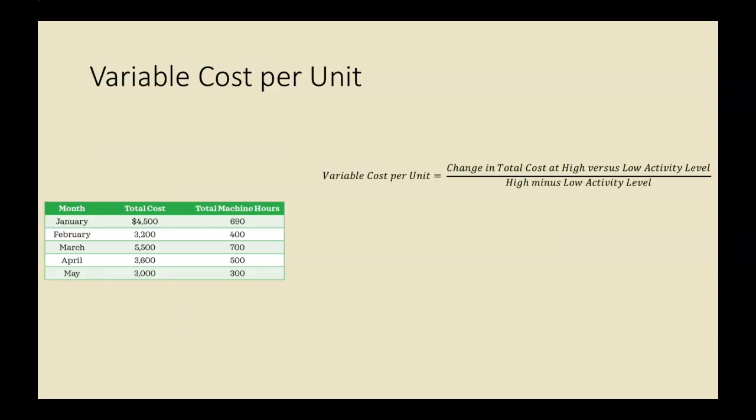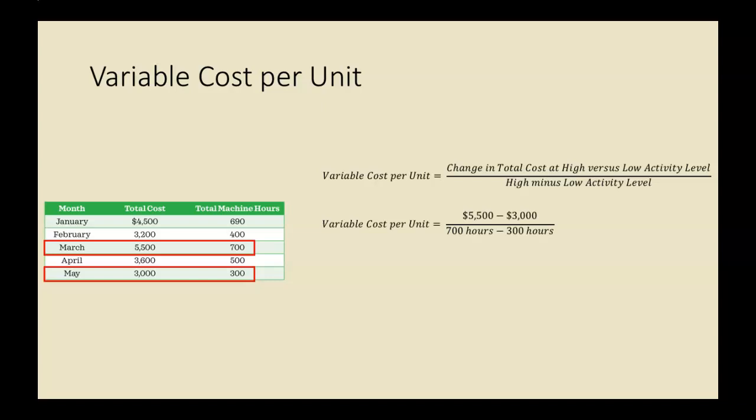So your variable cost per unit formula will be the change in total cost at the high activity level versus the low activity level. And then we divide that by the high activity level number of hours minus the low activity level number of hours. So let's work through this and then maybe it'll make a little bit more sense, right? So we first see that the highest activity level is here in March. We had 700 machine hours. The lowest is there in May. That was when we had 300 machine hours.